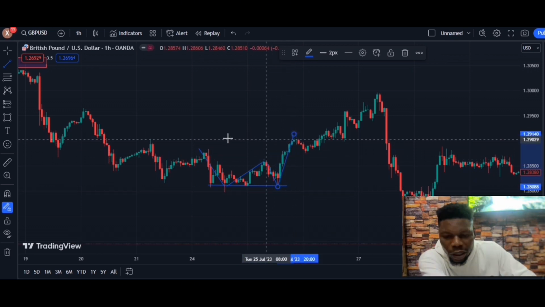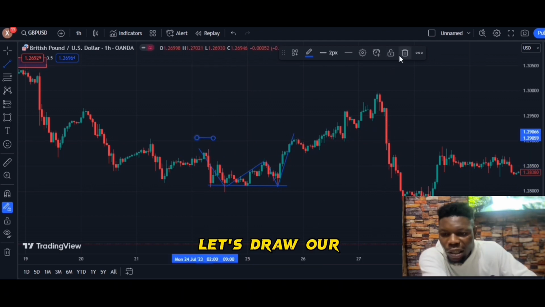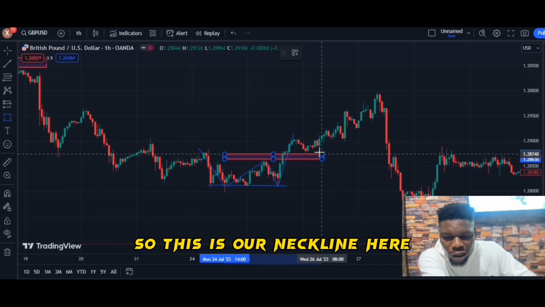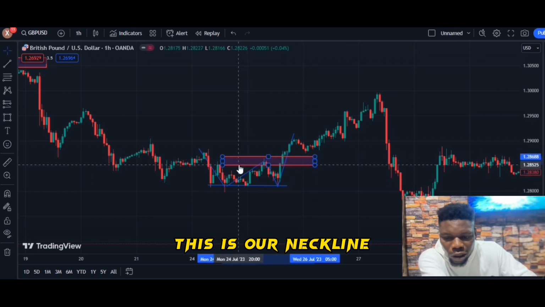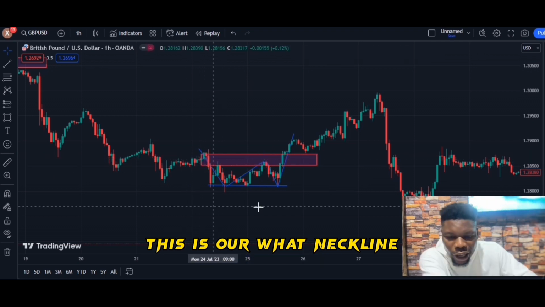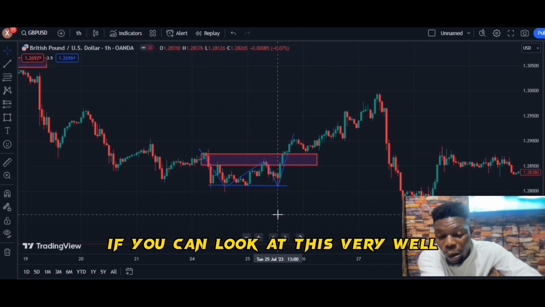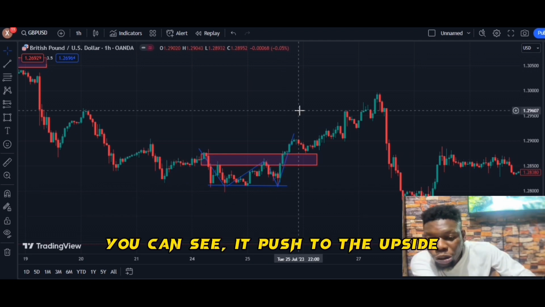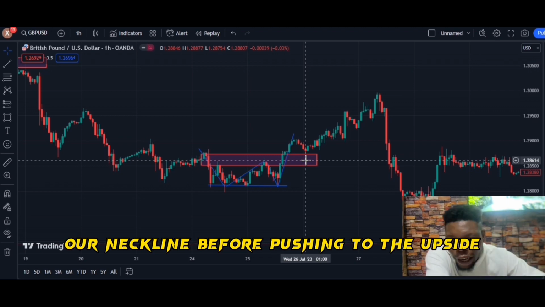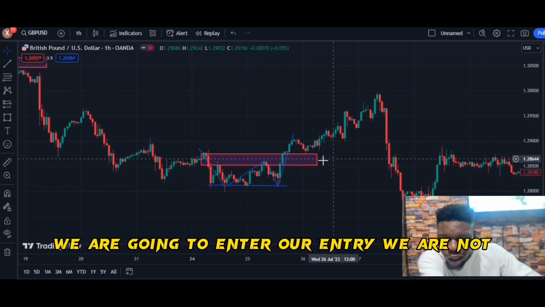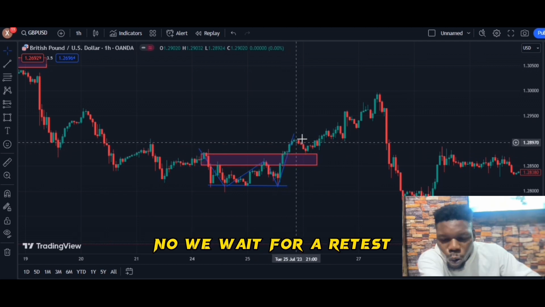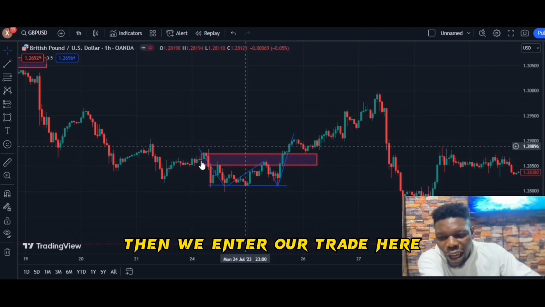Let's draw our neckline first. So this is our neckline here. If you look at this very well, you can see it pushed to the upside, then it came back to retest our neckline before pushing to the upside. We are not taking our entry from this point. No, we wait for a retest. Then we enter our trade here.